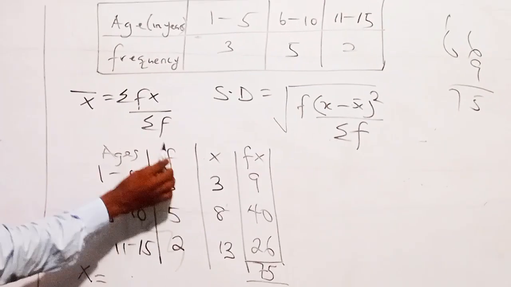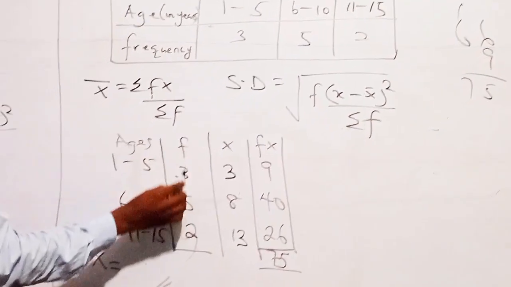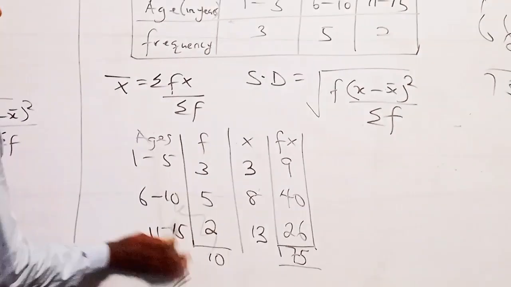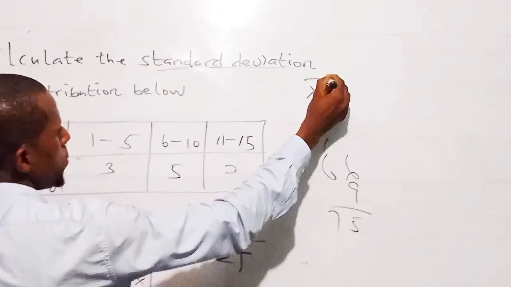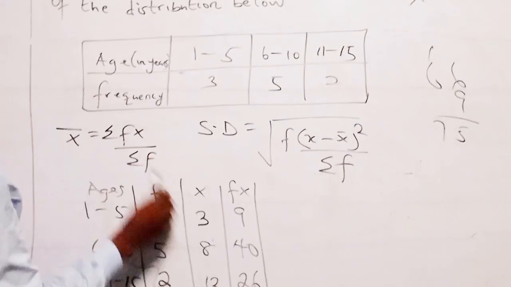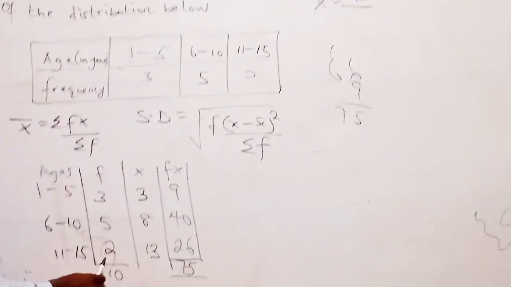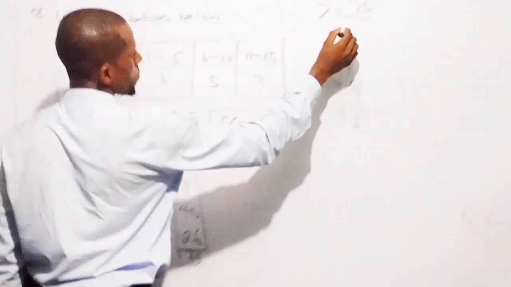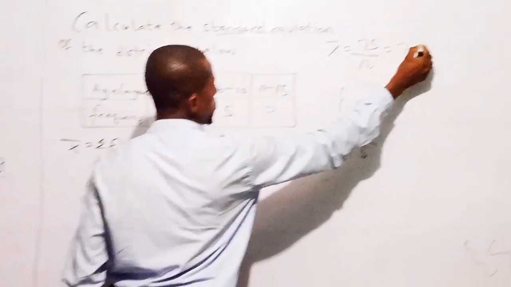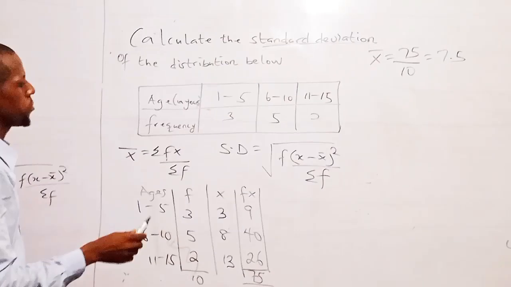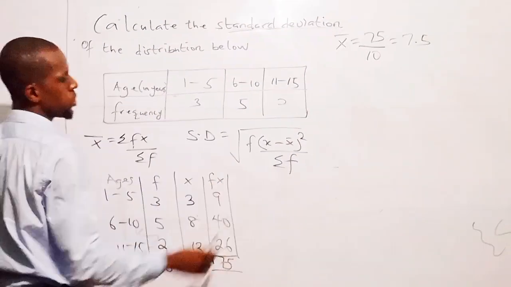Then I add up all my frequencies, which is summation f: 3 plus 5 is 8, plus 2 is 10. So my mean equals summation fx, which is 75, divided by summation f, which is 10. So I have 7.5. That is my mean. But I have to calculate my standard deviation.